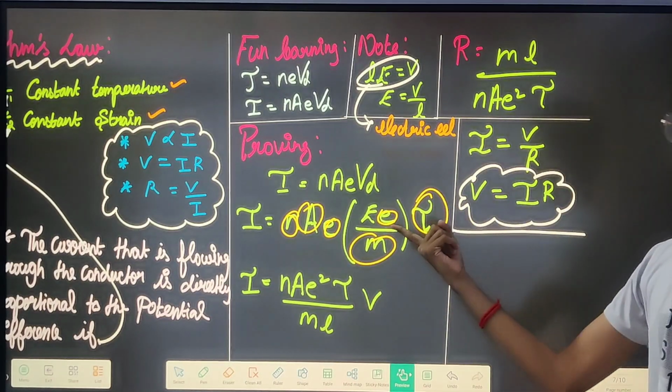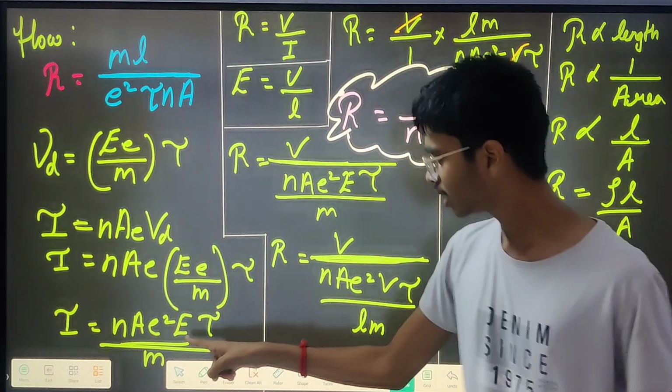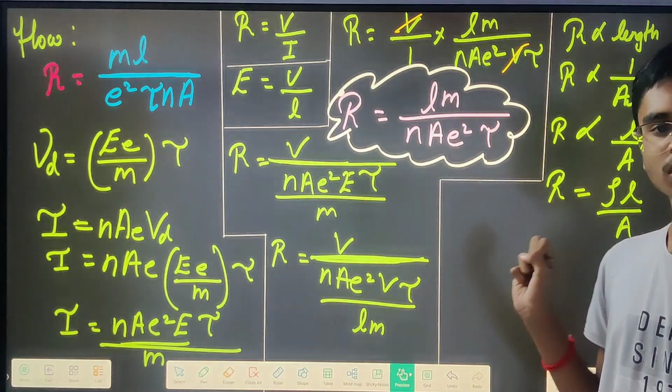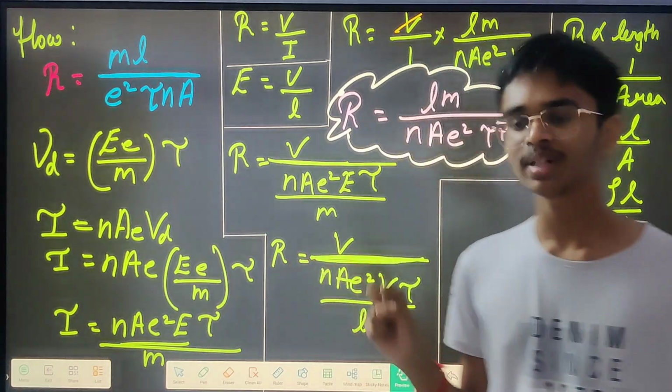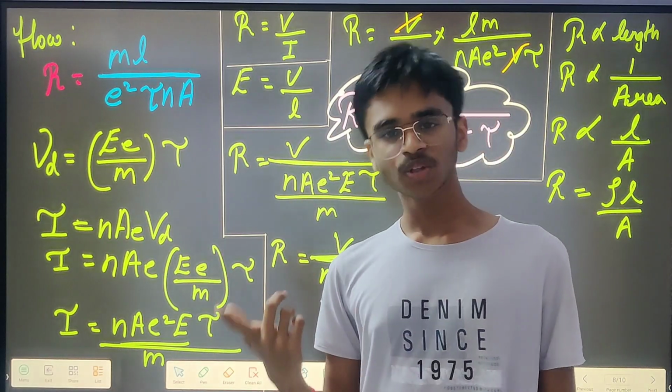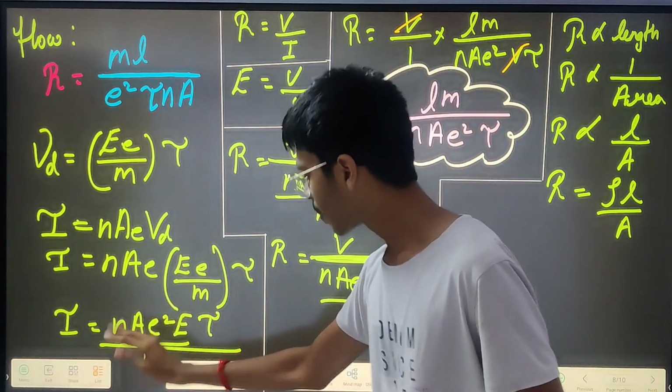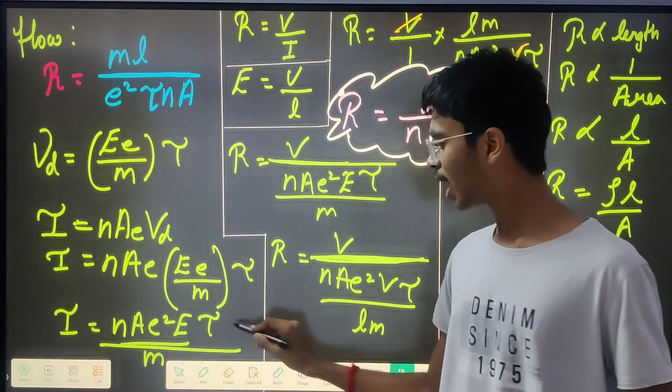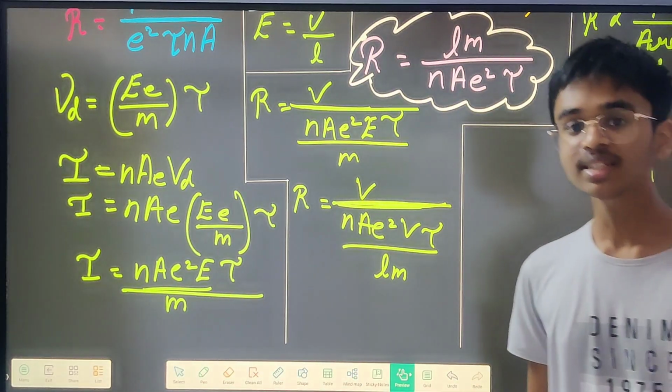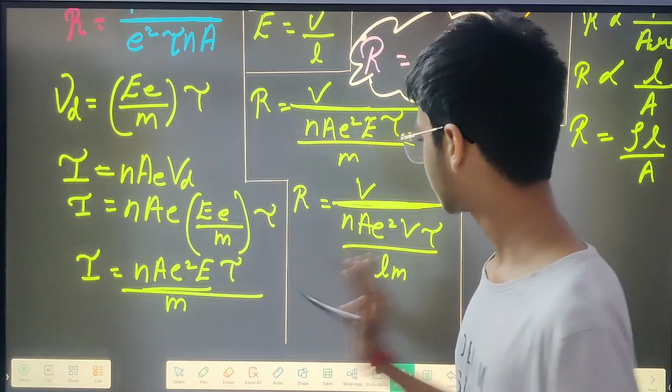You have to substitute E over here. If you substitute E's value, then you can take V out, and the remaining terms will be equal to resistance. Like that also you can take it. But we have stopped it here: I is equal to N A E square V tau whole divided by M. Like that we have stopped it.